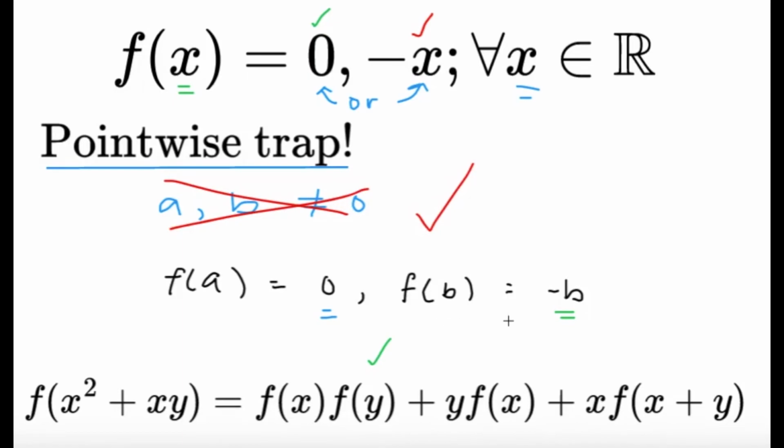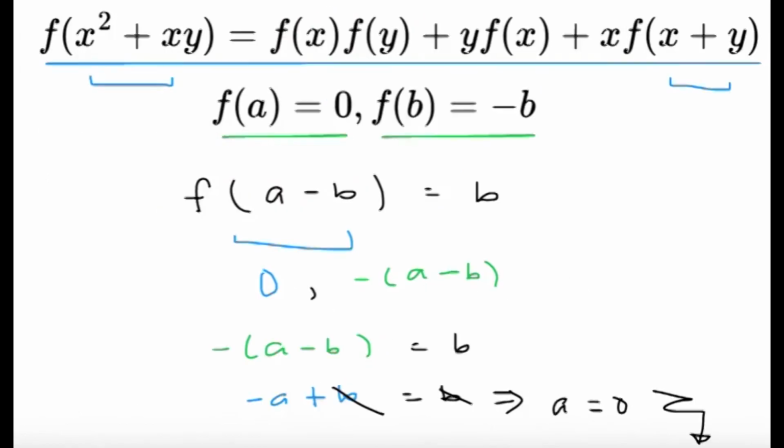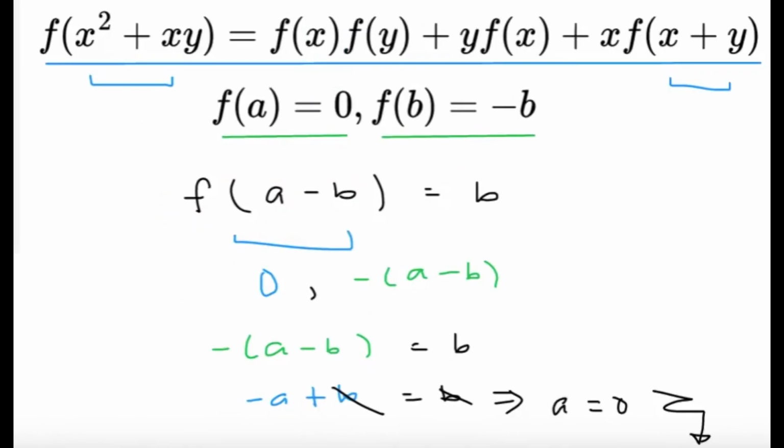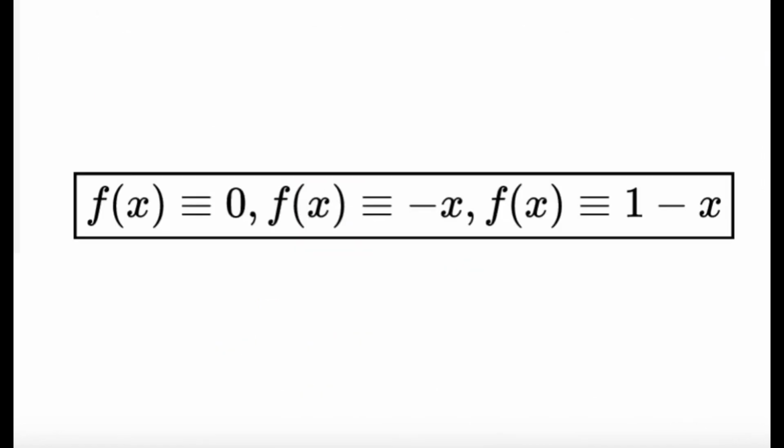So from this, we can finally conclude that we resolve the pointwise trap, and it is indeed true that it's either, for all real values of x, f of x equals 0, or for all real values of x, f of x equals negative x. So that resolves our pointwise trap, and we have two additional solutions, and then we're going to include the first one that we got. So f of x is equal to 1 minus x for all real values of x.